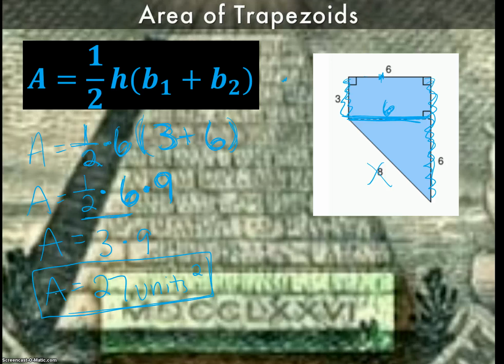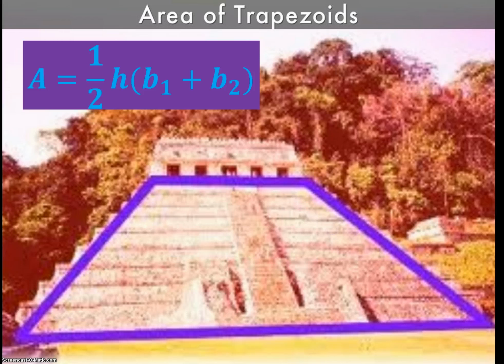Now, do you ask yourself, what is that a picture of? Oh yeah, money, honey. That's money in the background, and that is a trapezoid right there. Now, another trapezoid in nature, the pyramids.